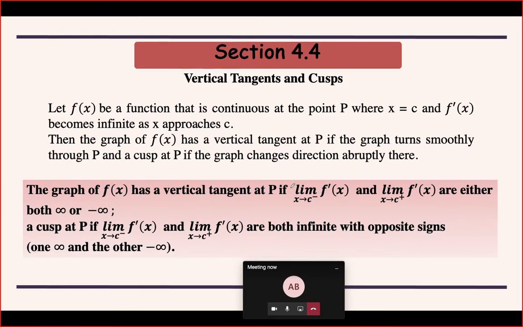You are going to find limits of the derivative at the point c, and if the left hand and right hand derivatives have the same sign, that is, both are plus infinity or both are minus infinity, in that case you say the graph of f(x) has a vertical tangent at the point P. And if they have limits which are infinite but with opposite signs, so if one of them is plus infinity, the other one is minus infinity, then we say the graph of the function has a cusp at the point P. These three things you have to remember.